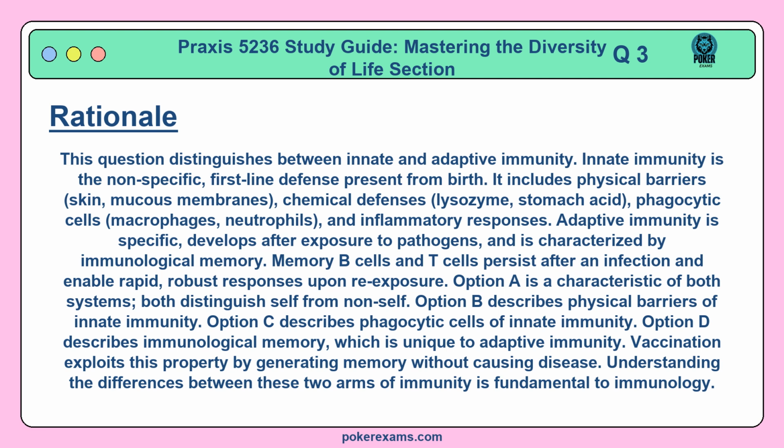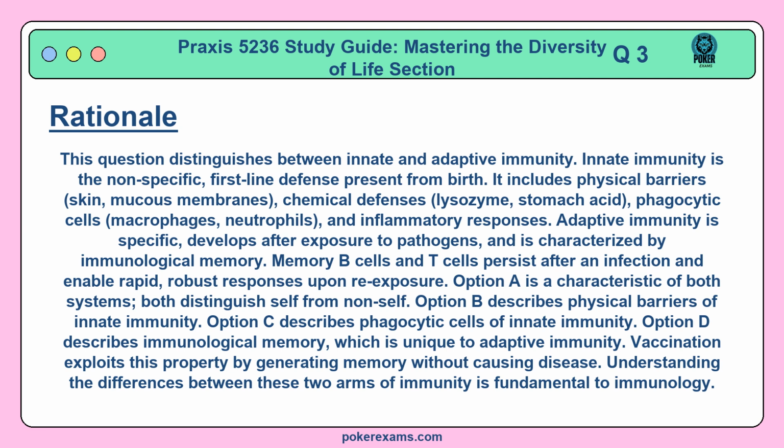Adaptive immunity is specific, develops after exposure to pathogens, and is characterized by immunological memory. Memory B cells and T cells persist after an infection and enable rapid, robust responses upon re-exposure. Option A is a characteristic of both systems. Both distinguish self from non-self.